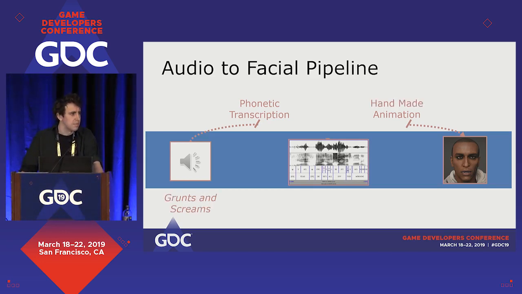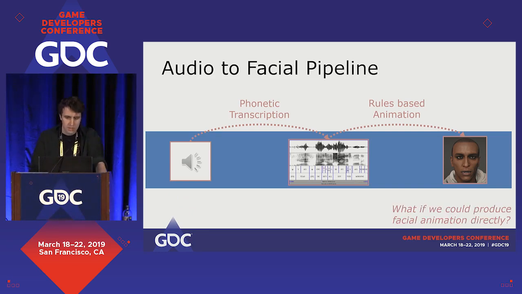And there's another problem, which is how do you do the phonetic transcription for something like this? So in this case, you basically have to hand make the animation, because even if you do a phonetic transcription, the rules-based system is not going to produce something that looks very nice. So our idea, again, was what if we could try and skip this phonetic transcription stage using the data we had already? And this was a project we called Sound Matching.